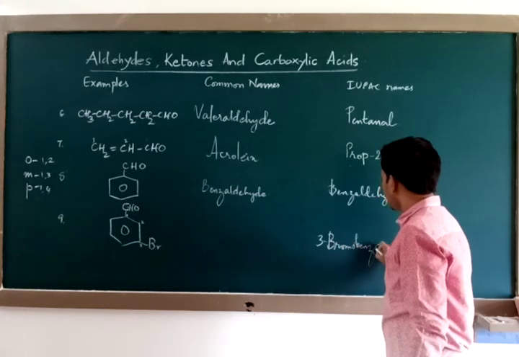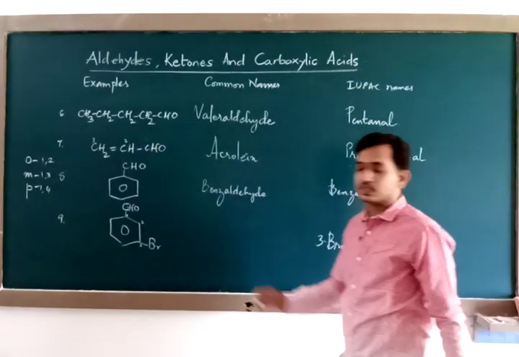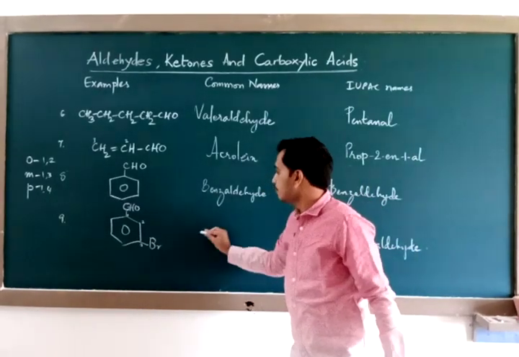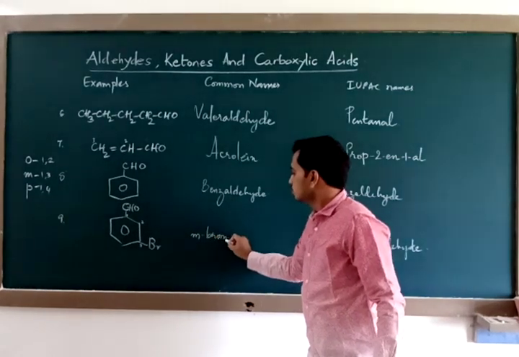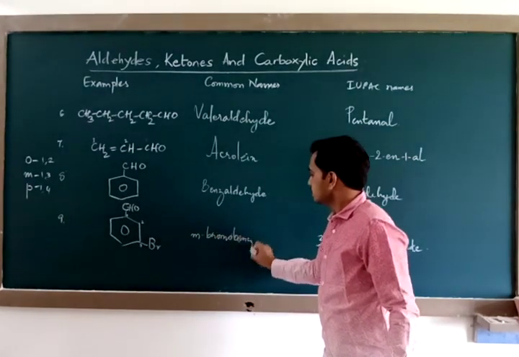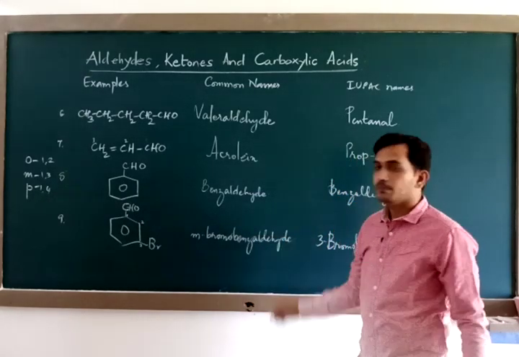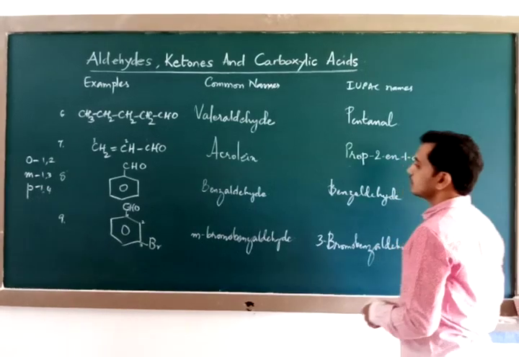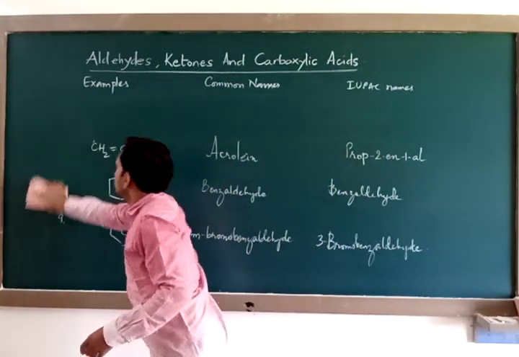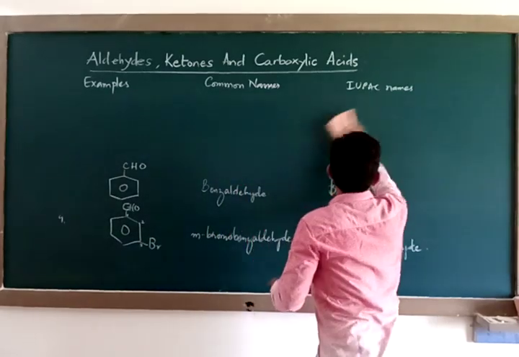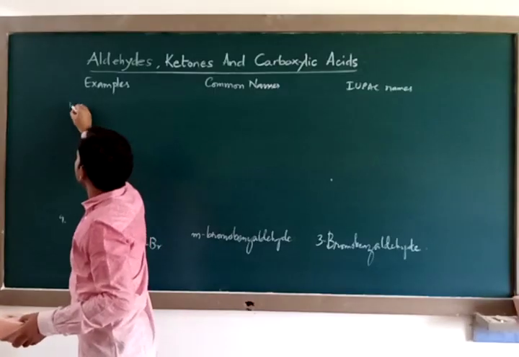3-bromobenzaldehyde. Whereas in the IUPAC name, 1 and 3 are called meta. So, meta-bromobenzaldehyde. Other examples, not many more, only 2 or 3 are enough now. You can follow the NCERT textbook for more examples.